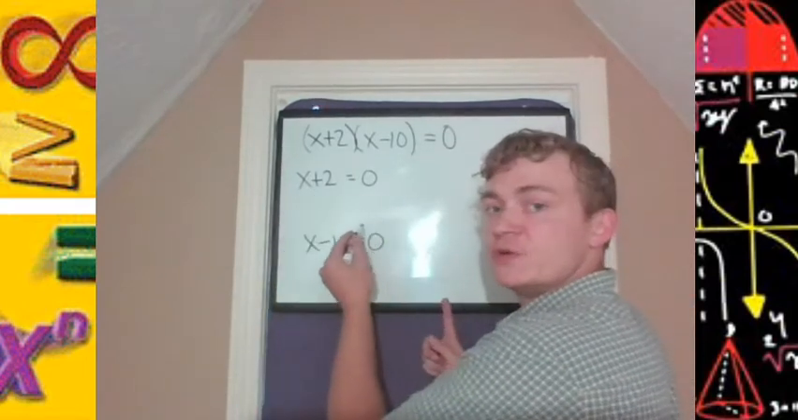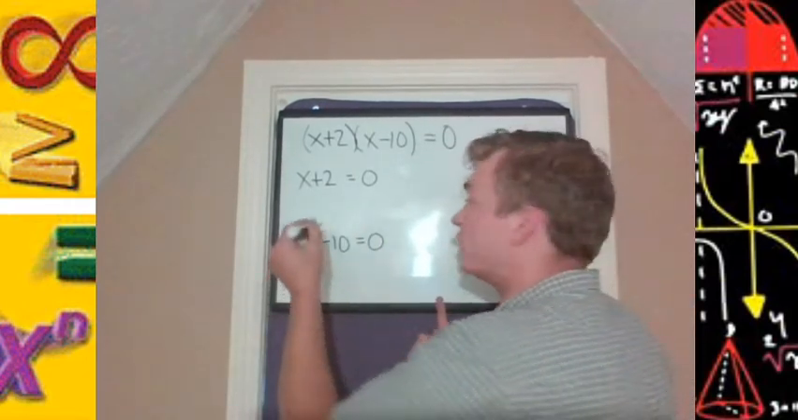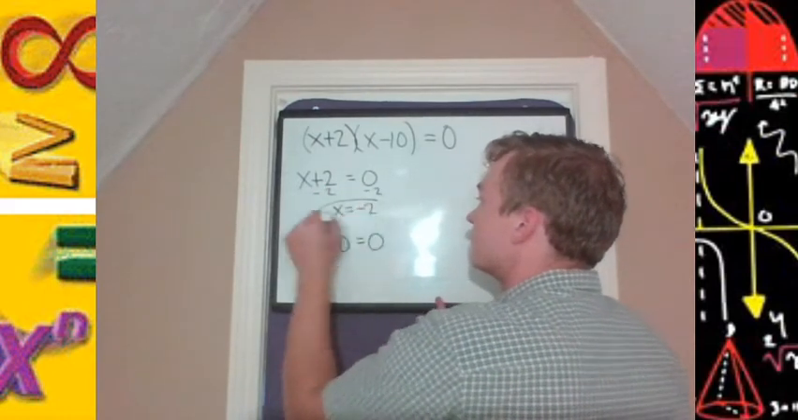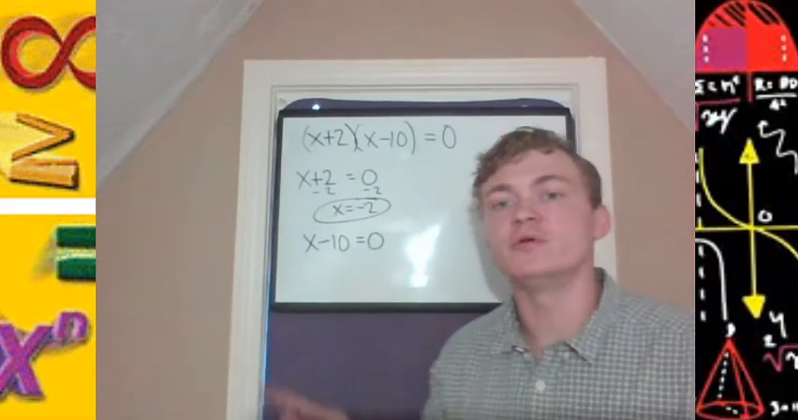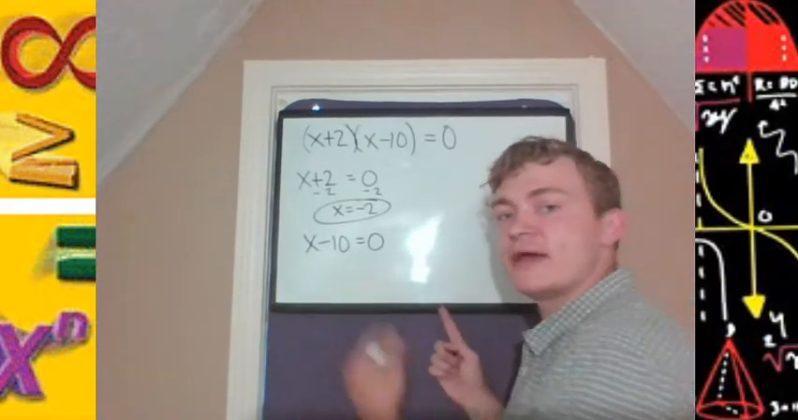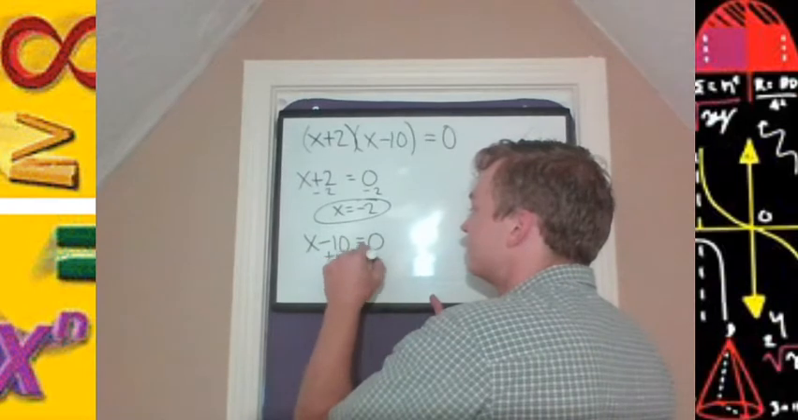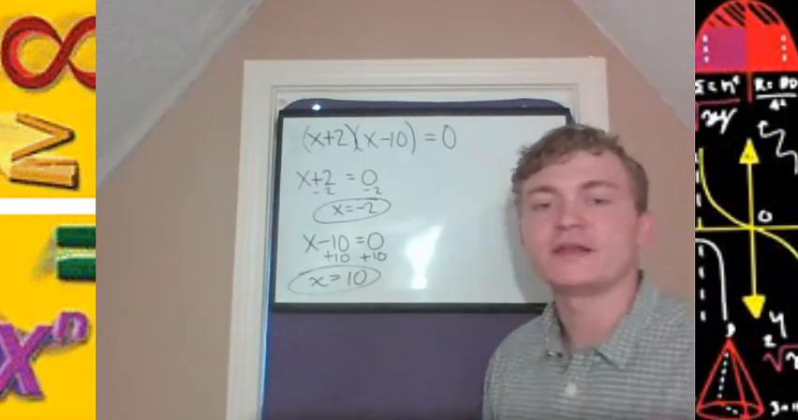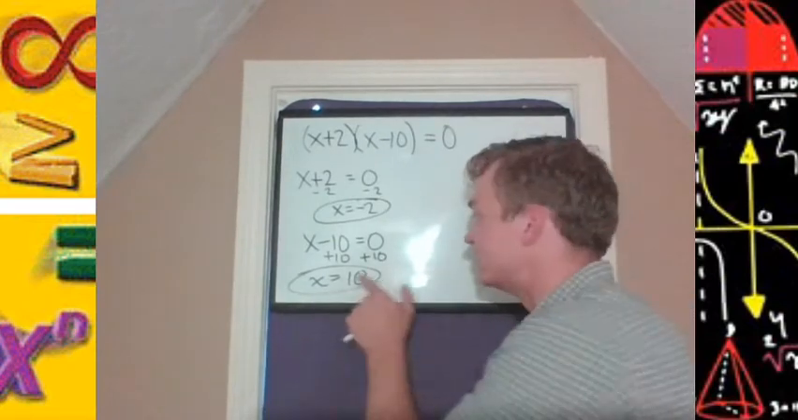X plus 2 equals 0, therefore if we subtract 2 on each side, we isolate the variable, therefore finding the solution of negative 2. X minus 10 is 0, adding 10 to each side. We find our solution to be x equals 10.